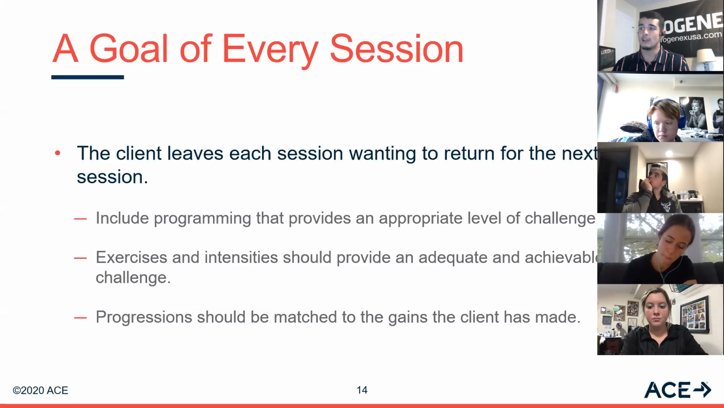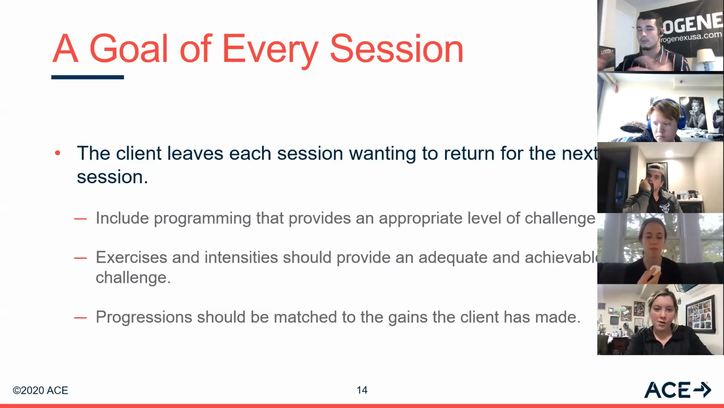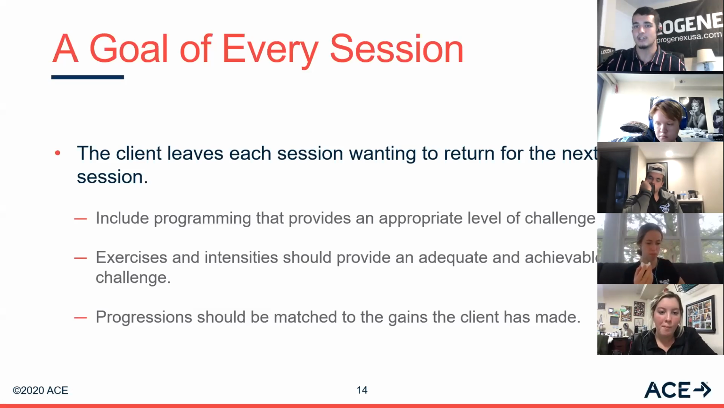And then your progressions should be matched to how the client progresses. So if somebody's making really light work of a weight, add a little bit more weight, but maybe don't crush them right away. And that can start from the very first session, right? Although you don't know exactly where this person is at yet, you start them off easy, and then you can ease into a little bit more challenging material.